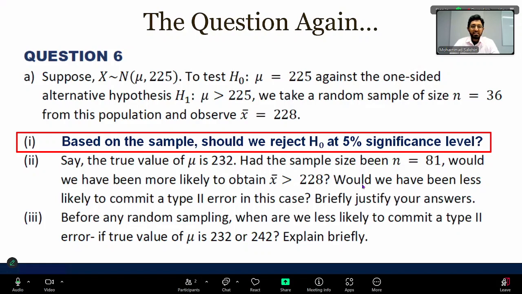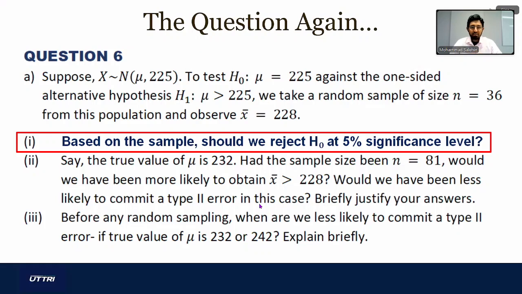Okay, so the next part: would we have been less likely to commit a type 2 error in this case? For this, you have to know the basics of errors in hypothesis testing. So before answering this question, let's go to the theoretical part of it.